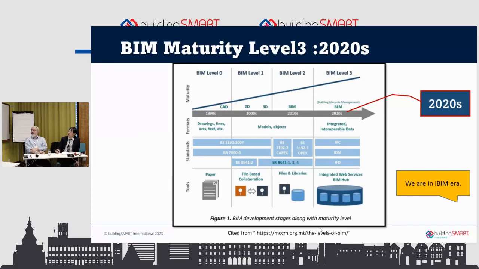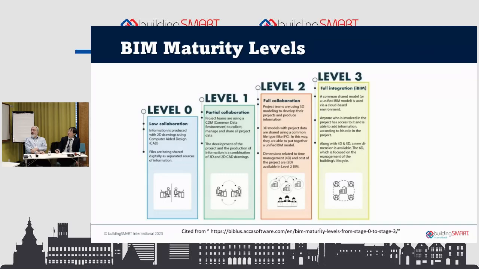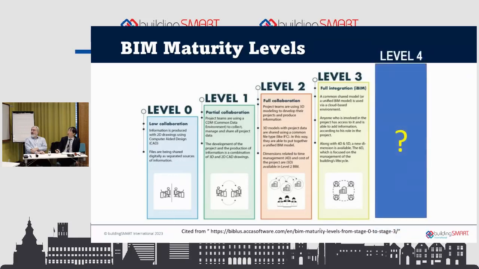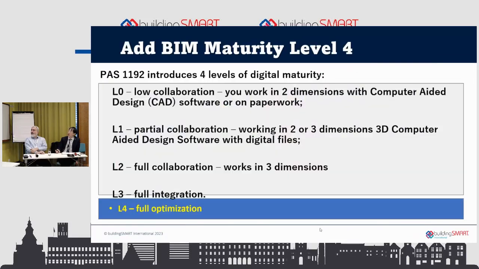And the next is, I want to think about adding level 4 BIM here today. So what's next, level 4, is today's question. And my answer is this one. Levels 0, 1, 2, 3, I already explained. And level 4, I define it as the full optimization BIM.